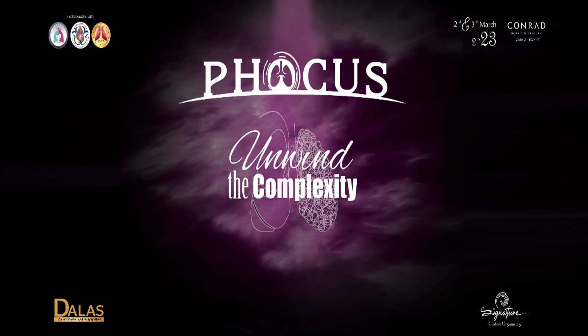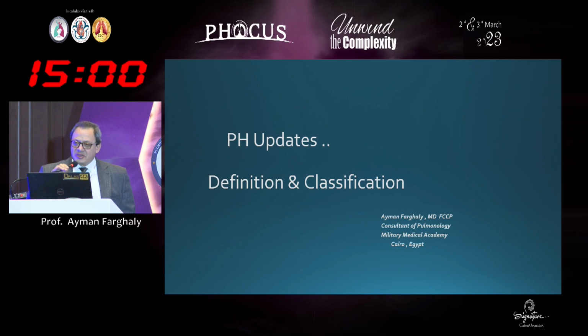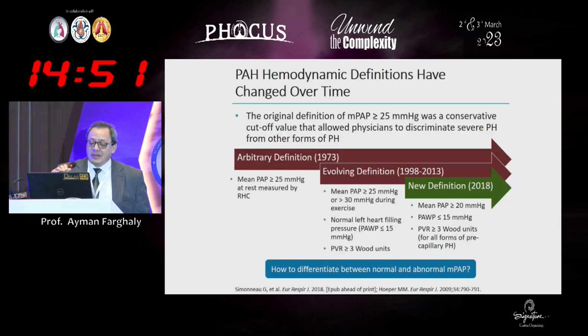With the definition and classification, and actually definition and classification usually takes our time because we need to know what we are talking about. And the definition has been dramatically changed along the years. When we talk about the last century, the arbitrary definition was mean pulmonary artery pressure 25, and that's what we would know, if you remember the era of aminorex and so on. Then the definition started to be changed, and actually there has been a major drift in our understanding of the disease starting from 1998.